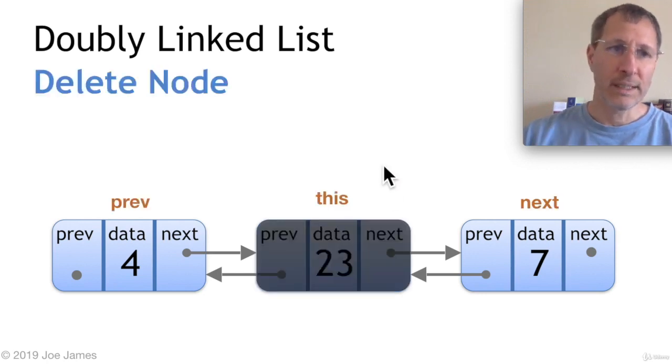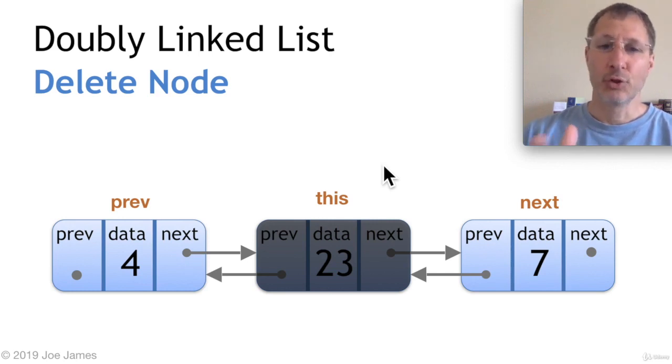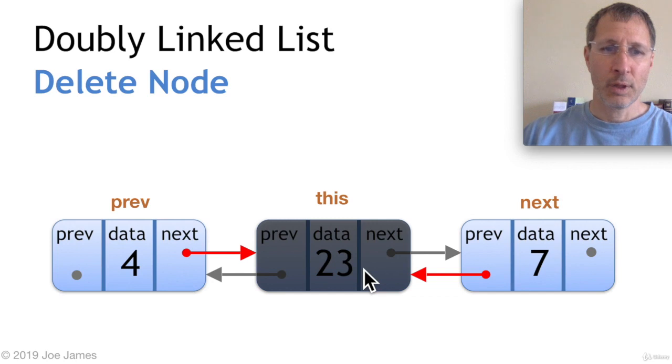So let's say we want to delete an item. This is a little more complicated because we have 2 pointers to fix, not just 1. So we found this item that we want to delete. We're going to call that this node, and then the previous node to this node is the 4, and the next node is the 7. So how do we delete it?